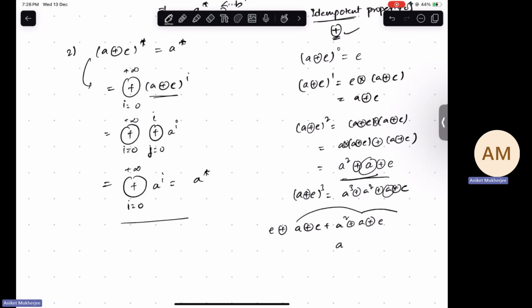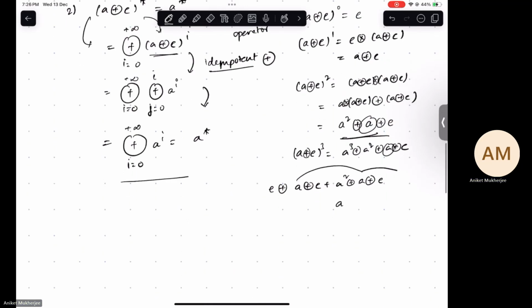So hence proved. Here, in most of the steps, from here to here, we used the definition of the Kleene star operator. From here to here, we used the idempotent property of the plus operator. Same here.